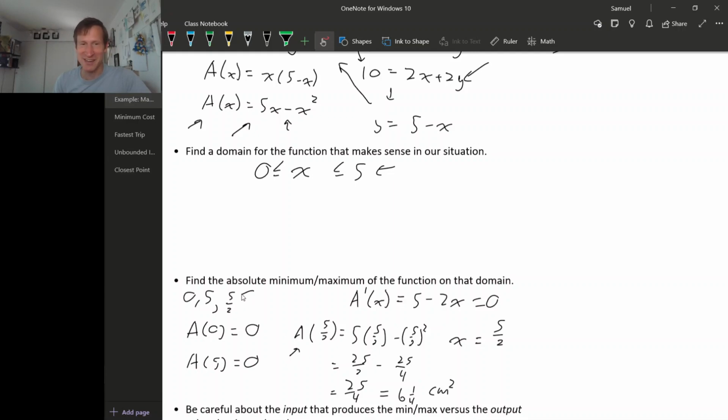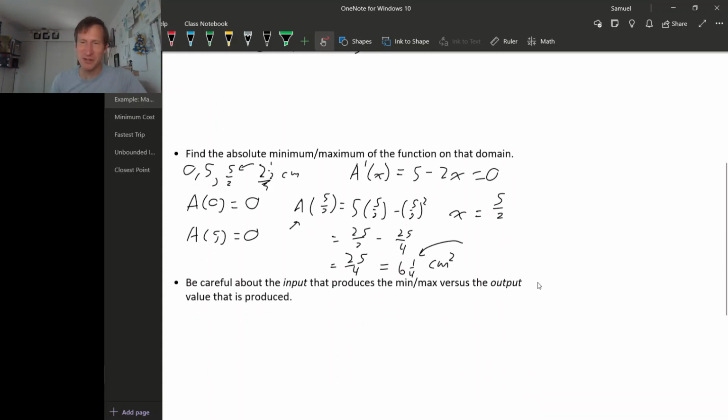This 5 halves is 2 1/2 centimeters. Okay, so now we have an x value that produces the maximum output. So the x value that produces the maximum area is 2 1/2 centimeters. The actual maximum area is 6 1/4 square centimeters.